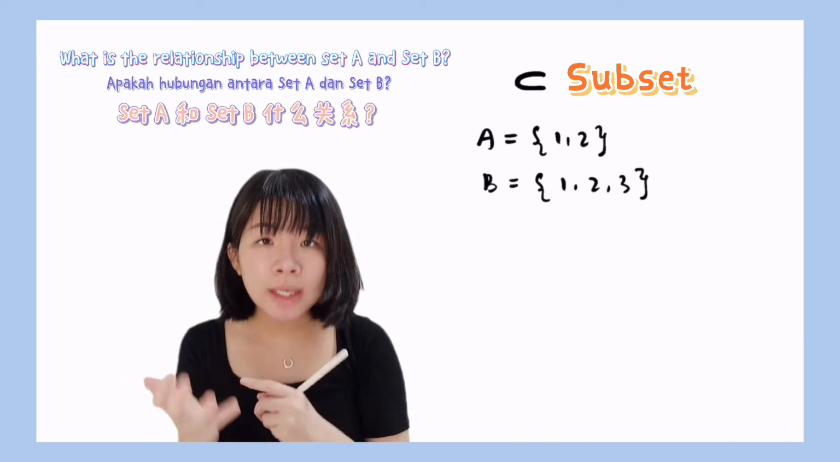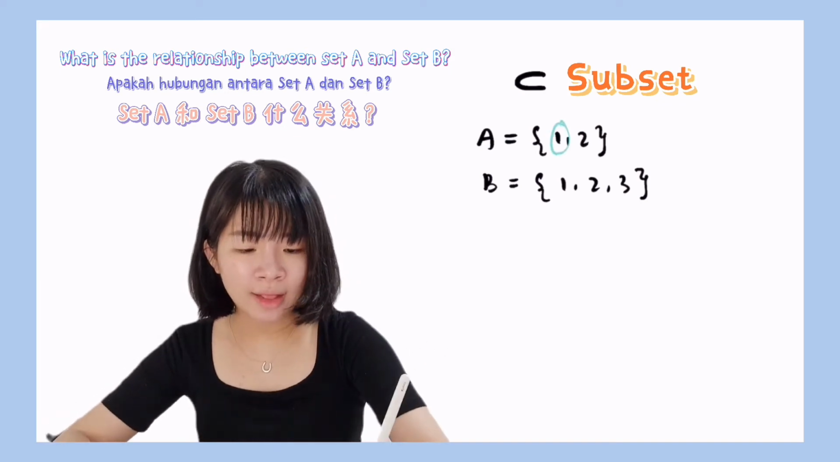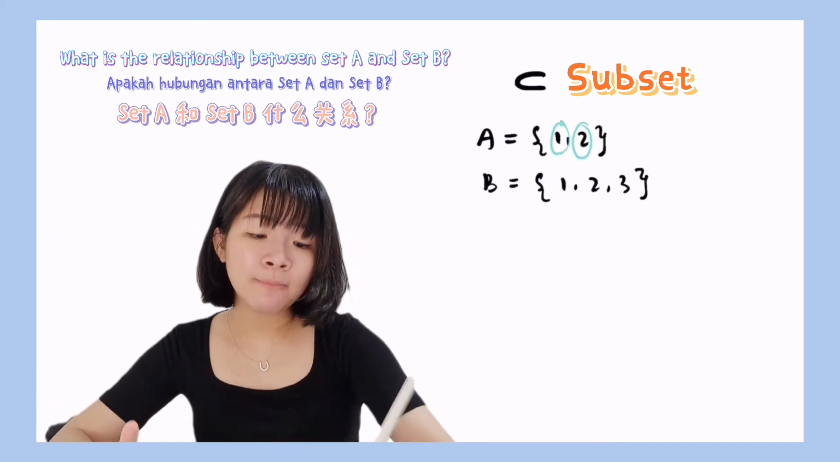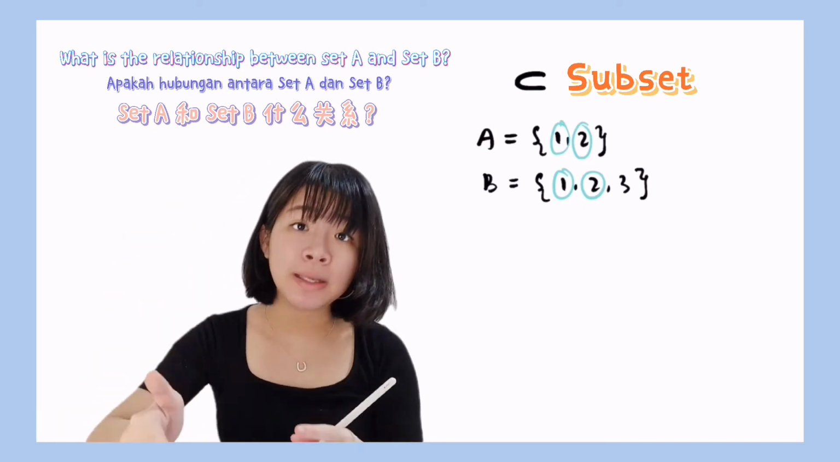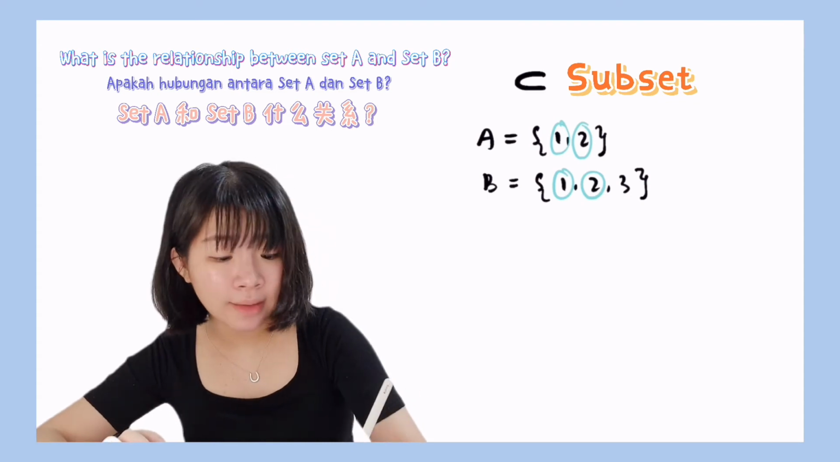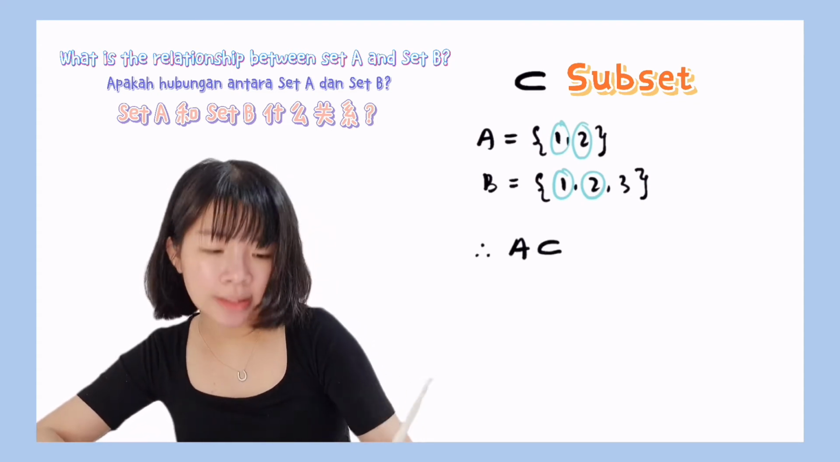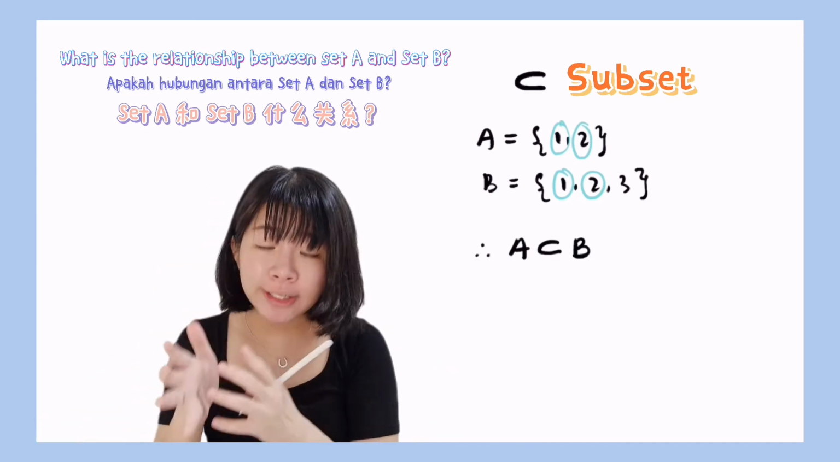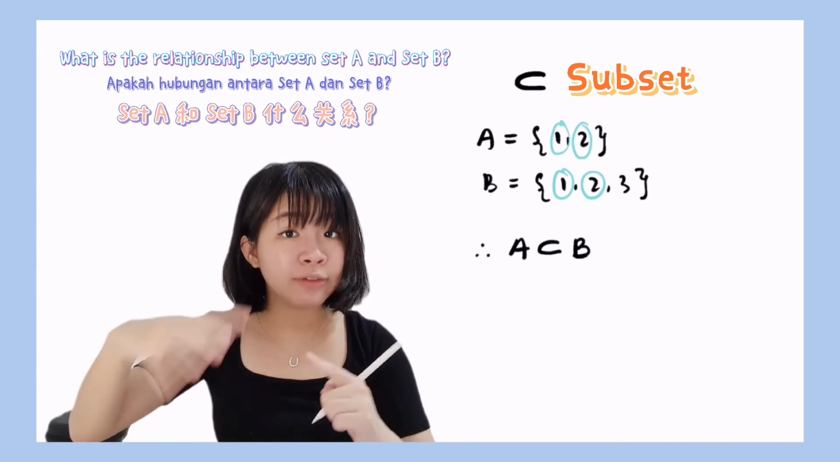So what is the relationship of set A and set B? Now in set A we find 1 and 2 only. But in set B you can also see 1 and 2 inside, right? So everything in set A can also be found in set B. So we say that the relationship is subset. So we write it as A is a subset of B, meaning everything in set A can be found in set B. Now, if you reverse it, it gives you a different meaning.